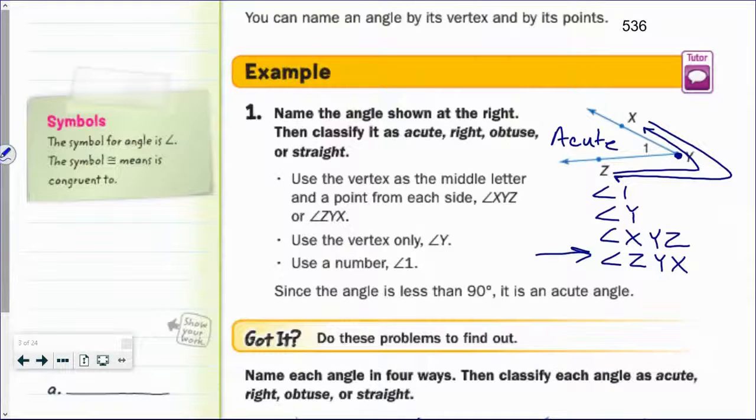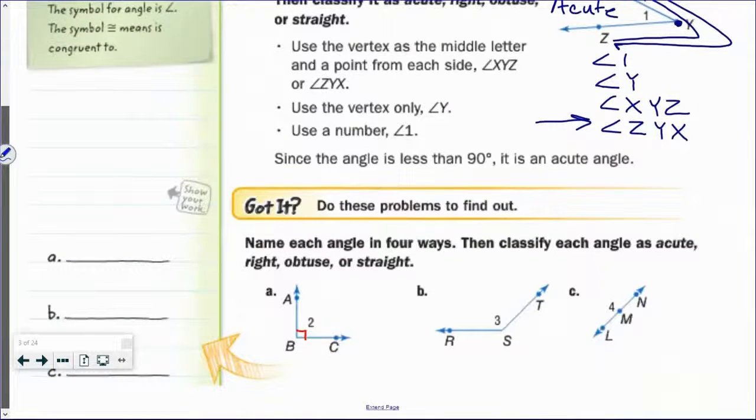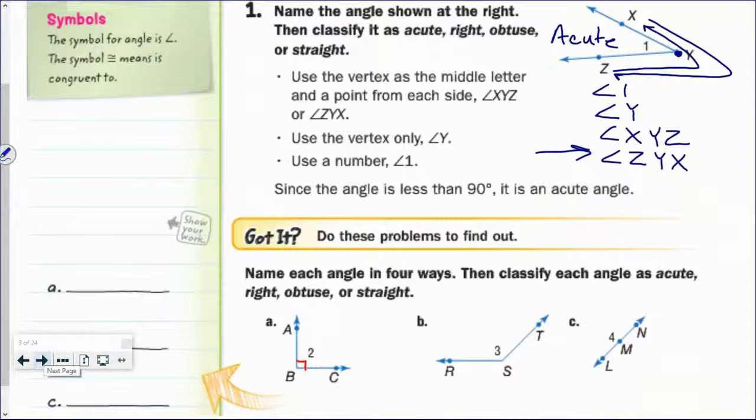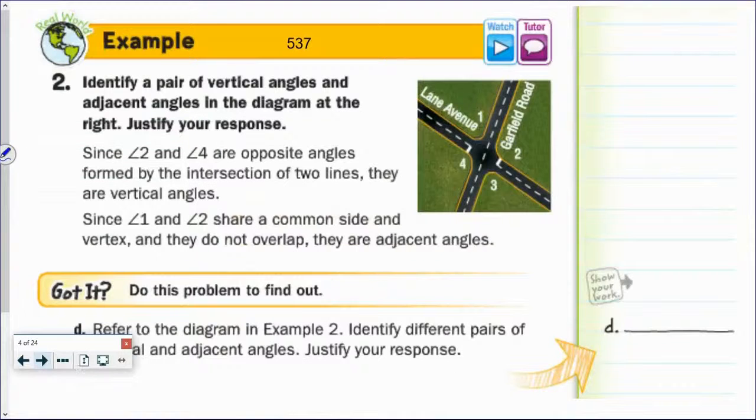That should prepare you to do letters A, B, C down here at the bottom. Make sure that you are naming the angles all the ways that you can name it, and then tell whether it's an acute, right, obtuse, or straight angle. Let's go on to example number 2.